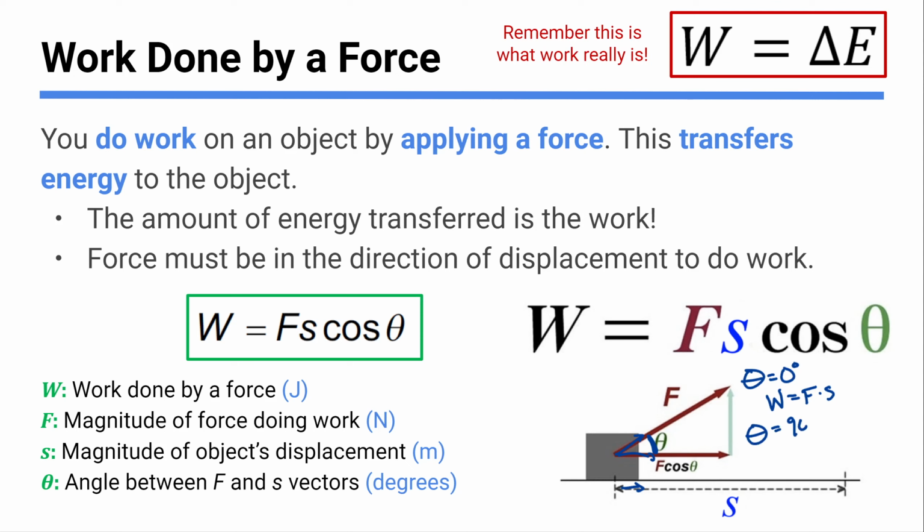What if theta is 90 degrees? Well, this is what tells us this rule: the cosine of 90 is 0, so the work done would be 0.